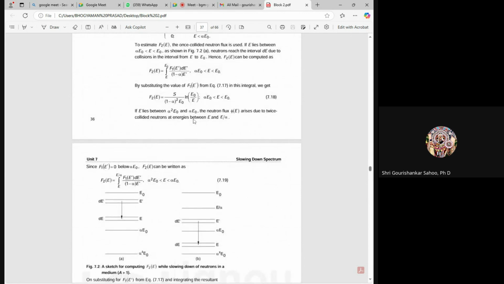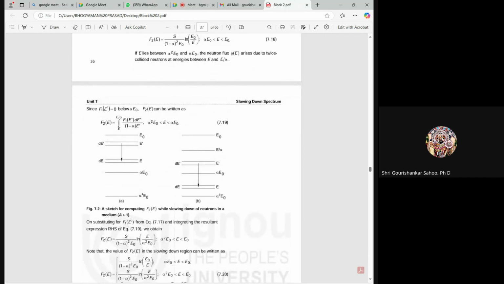You can see that F2 is equal to S by (1 minus alpha) squared E0 ln E0 by E, where alpha E0 is smaller than E0. So if E is in between alpha E0 to E0, then it has a value. F2, you can see here the transition. A sketch for computing F2 while slowing down neutron in a medium A greater than 1. You can see that there is a transition from D dash to D.